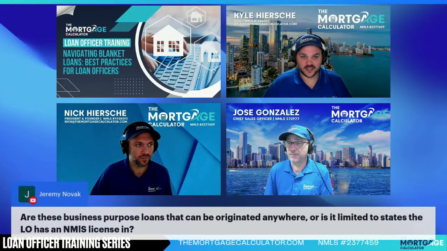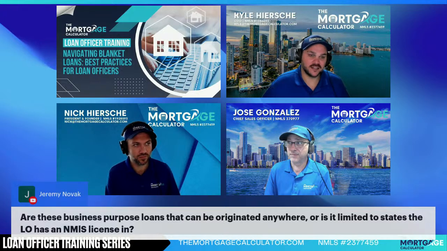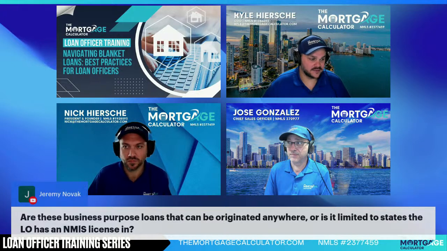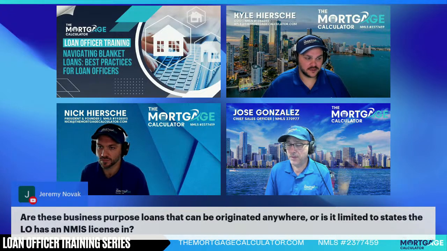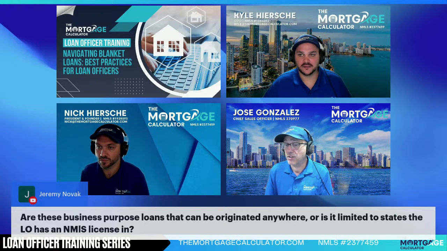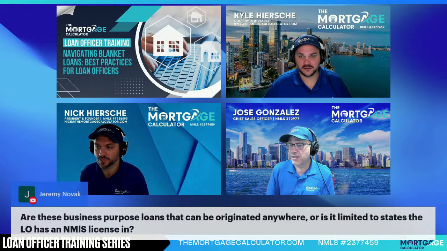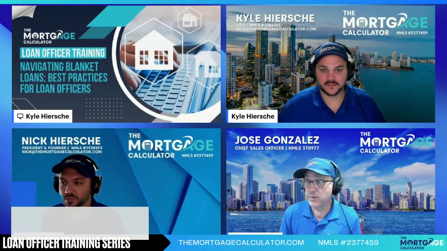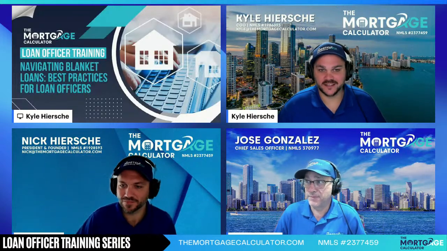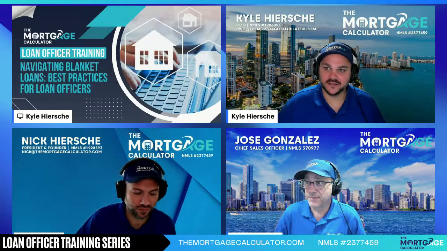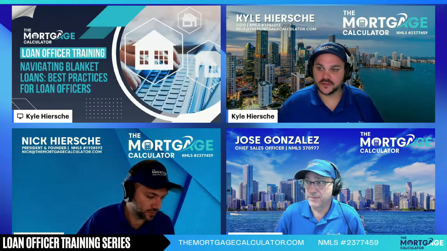Let's see here. Question coming in from Jeremy: are these business purpose loans that can be originated anywhere, or is it limited to the states the LO has an NMLS license in? Well, they are business purpose loans usually. The portfolio loans that I was going over today are DSCR closing in an entity. So you would be able to originate those as business purpose loans. Not in all states. Remember, you got to check the laws in each state, but a lot of them allow you to do business purpose loans.